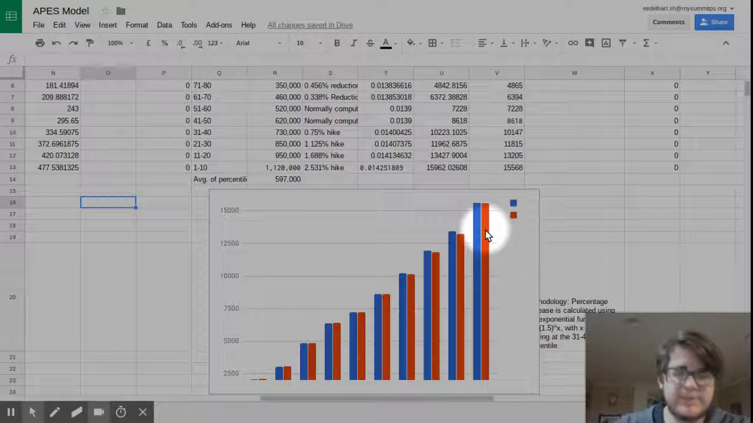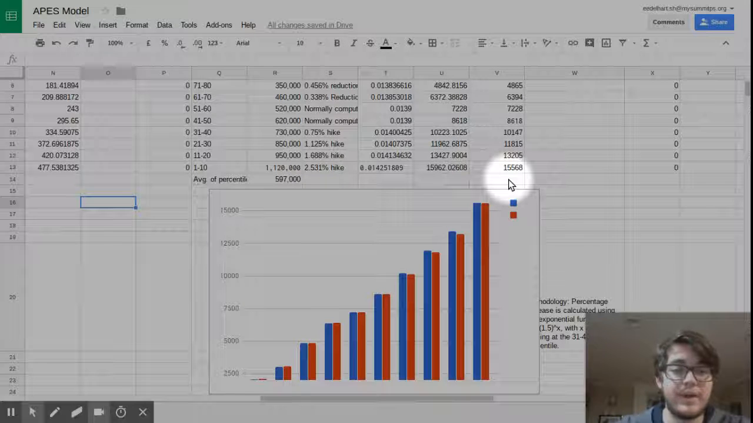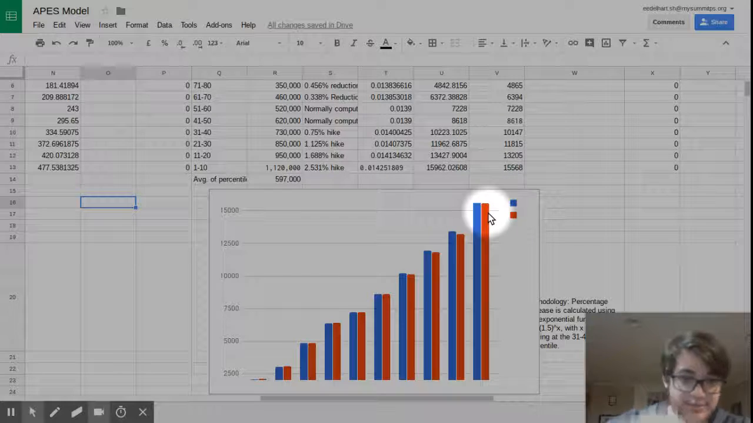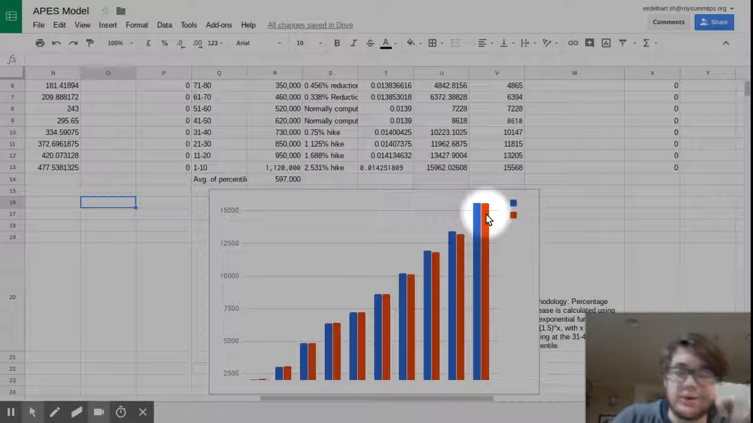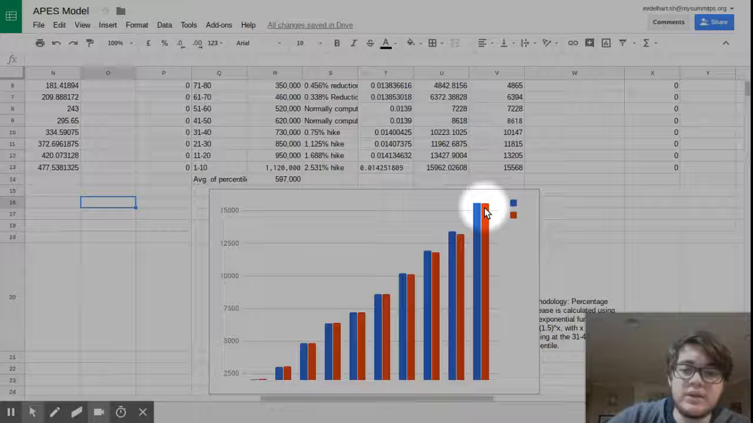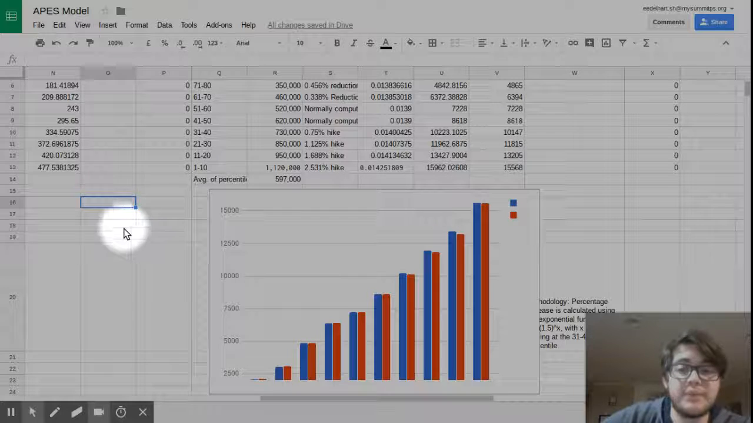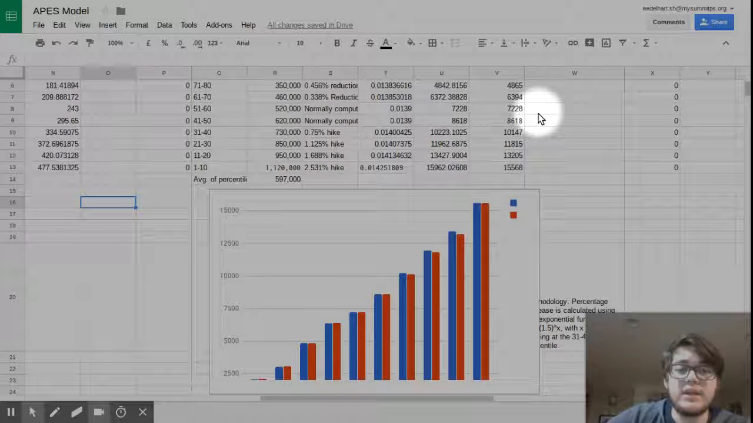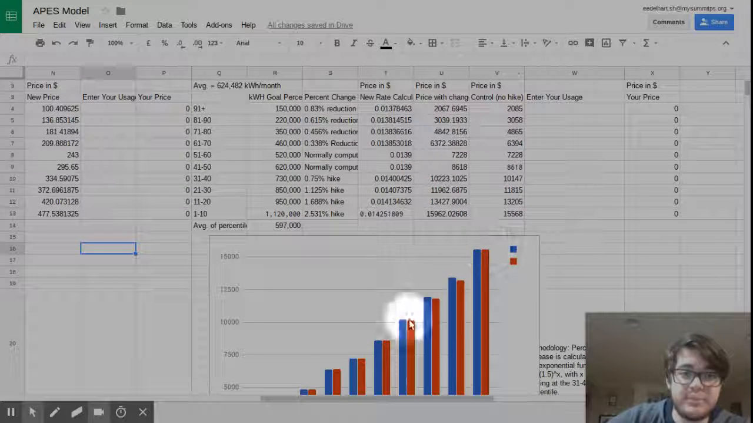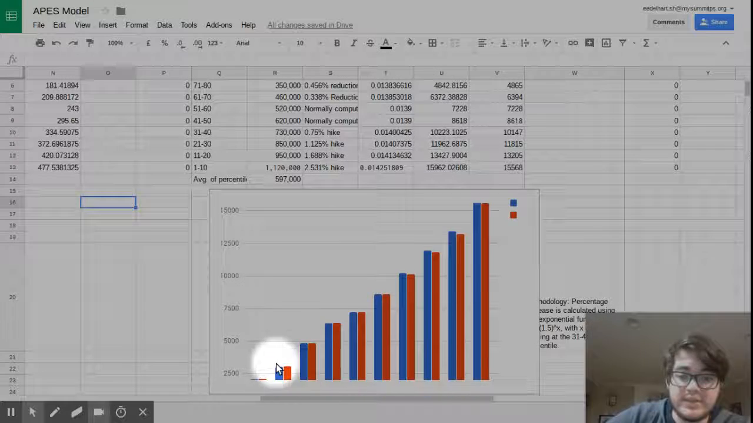At first, red is in front, so the control with no hike is in front. It costs less, it's lower down, and that's meant to visually show how the people would be saving money, or how companies are losing money by being in this terrible bracket here. But as you continue to move, you see that red is now on top, meaning that you'd be spending more money in the control rather than with the price, because now you have a better rate.